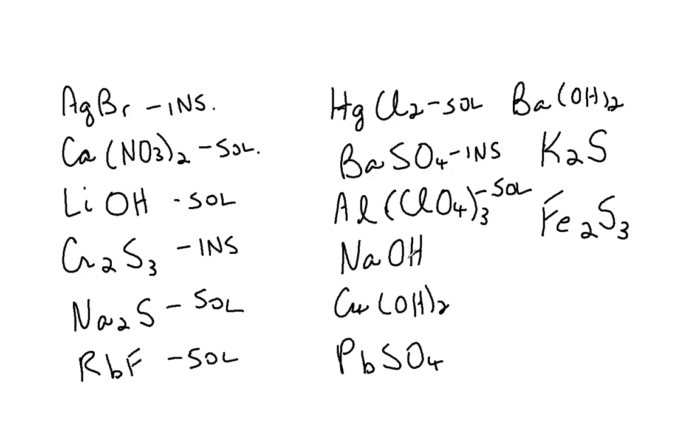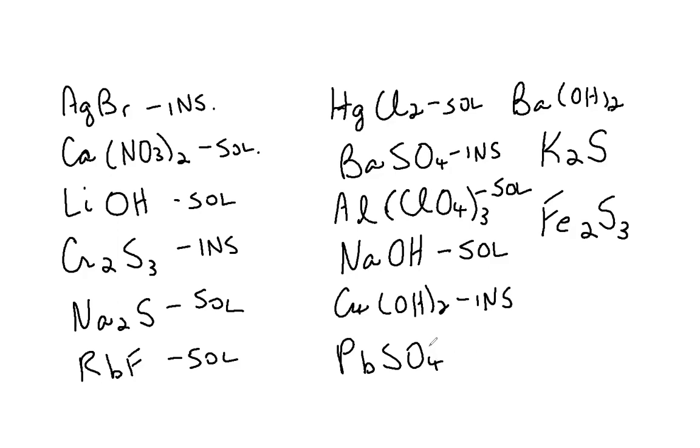Sodium hydroxide. Hydroxides are usually not soluble, except when they're with group 1 cations. All sodium compounds are soluble, so the sodium supersedes the hydroxide, so that this is soluble. Copper Roman numeral 2 hydroxide. Hydroxides are usually not soluble. Copper is not a group 1, so this is insoluble.